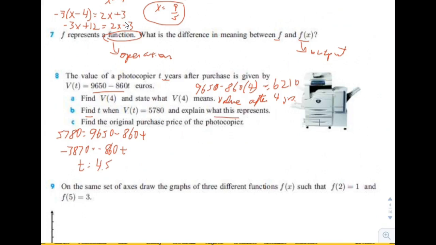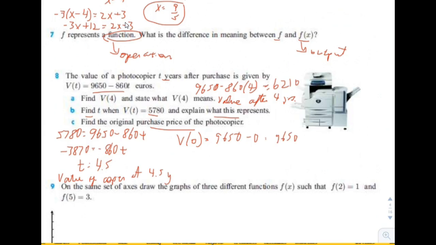So explain what this represents. The value, V of t, is the value of the copier at 4.5 years. Okay. Find the original purchase price of the photocopier. So hopefully the purchase price is actually the value it had at t equals 0. So it would be 9650 minus 0, which is just 9650.